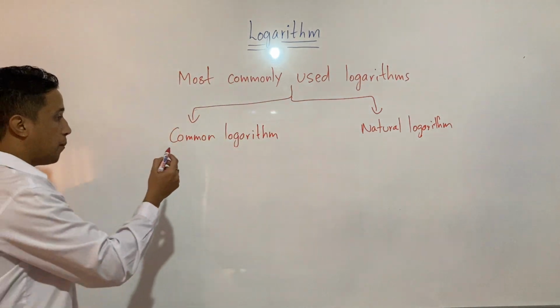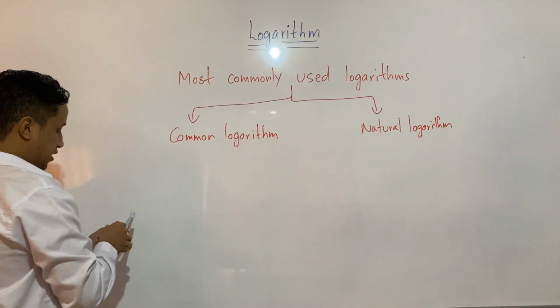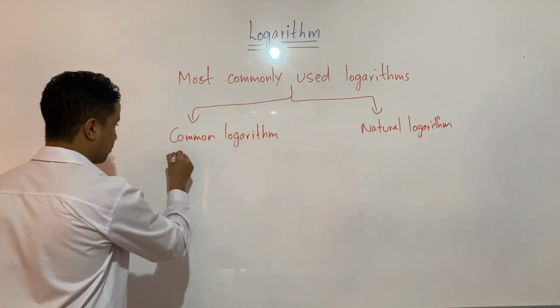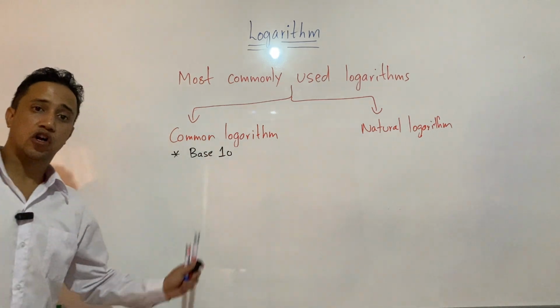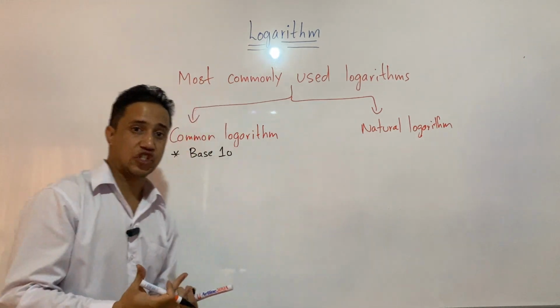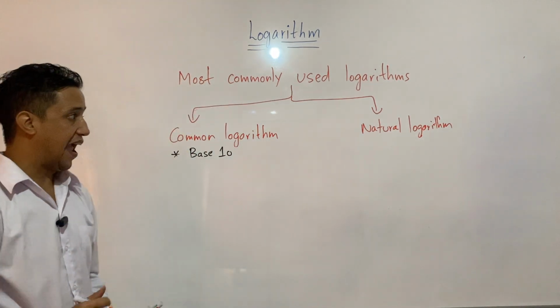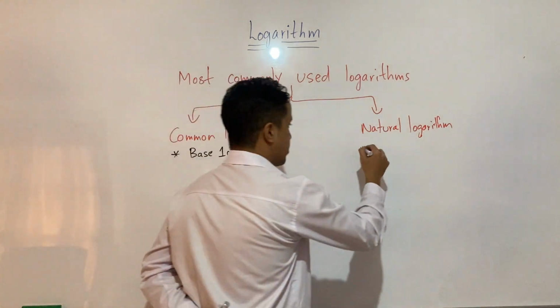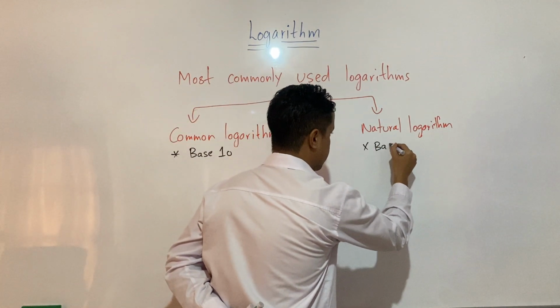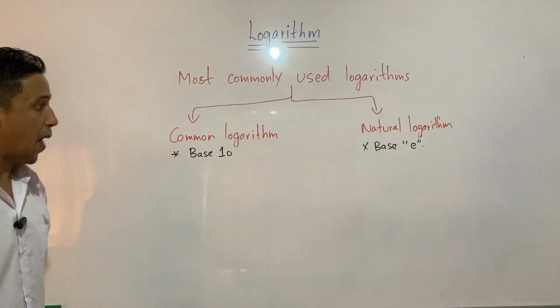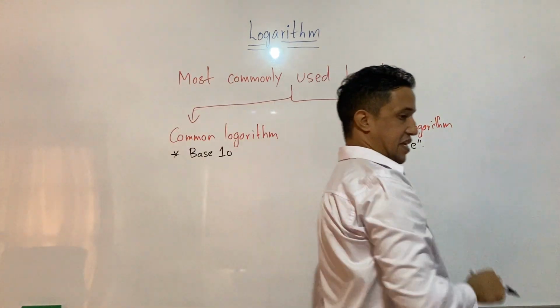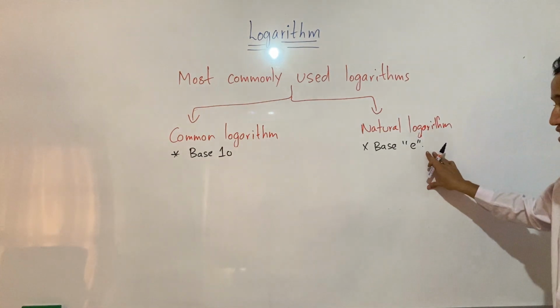So common logarithm, what does it mean? Common logarithm means base 10. So common logarithm refers to base 10, and natural logarithm refers to base e. Now, what is this e?